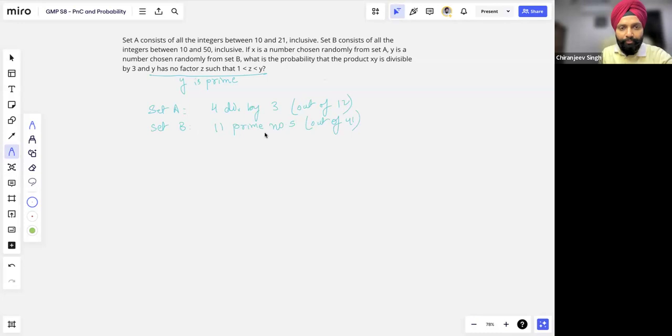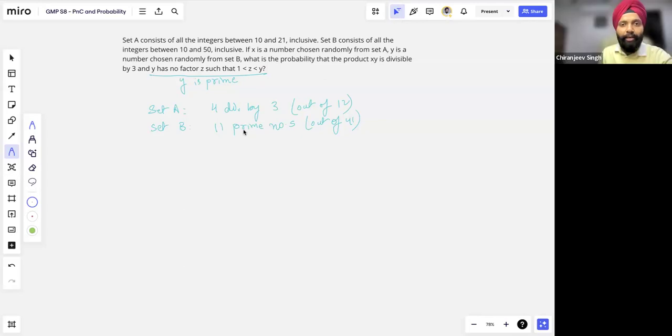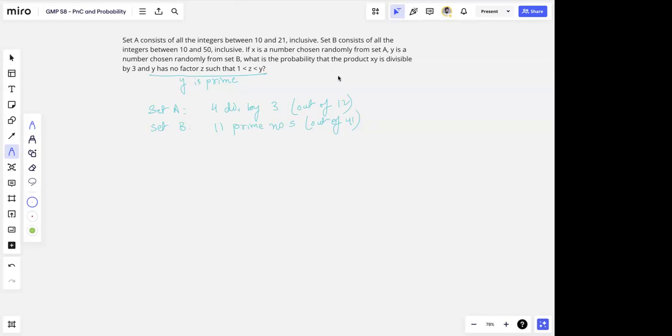Right. Okay, so I have made a calculation mistake. To get the answer, what I did is 4 into 11. So are there 11 prime numbers? I am not sure. Anybody else calculated the number of primes? Yes, sir. 11 for me also.